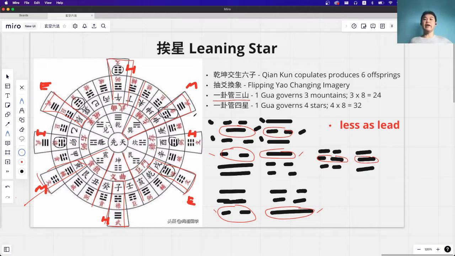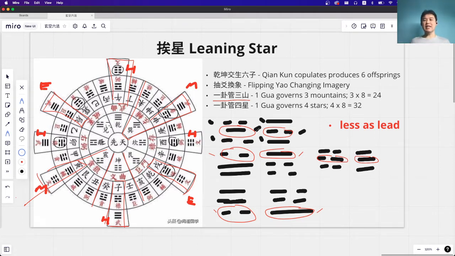Okay, human dragon. So to conclude, first we have the 一卦管三山, and that is 3 mountains. Each mountain equals 1 yao. You flip and you get the 24 stars. Then you use the same theory. You flip all 3 yao of that gua and you get an additional gua. You will need to use the early heaven gua of that direction to deduce where that flip of all 3 goes.